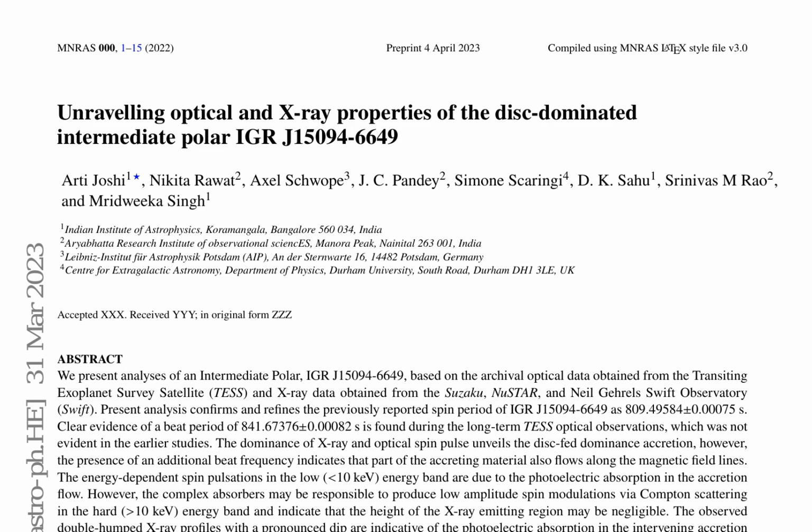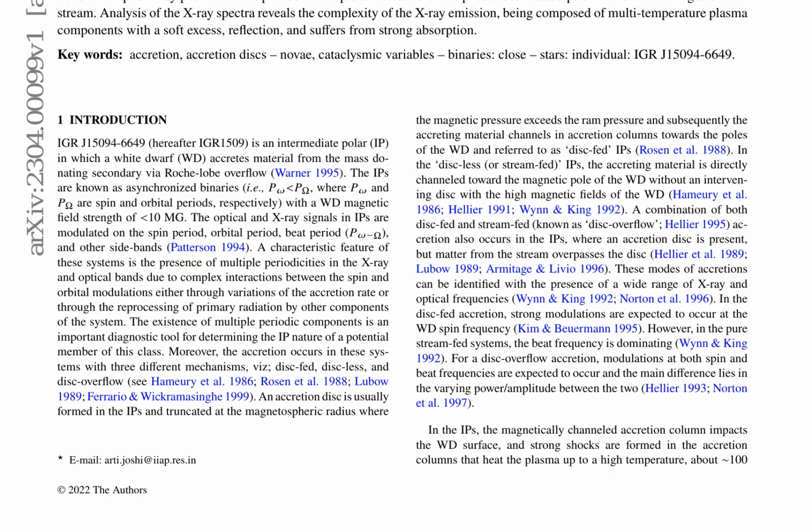in the accretion flow. In contrast, the complex absorbers may be responsible for producing low-amplitude spin modulations via Compton scattering in the hard, greater than 10 keV, energy band, indicating that the height of the X-ray emitting region may be negligible. The observed double-humped X-ray profiles with a pronounced dip are indicative of photoelectric absorption in the intervening accretion stream.